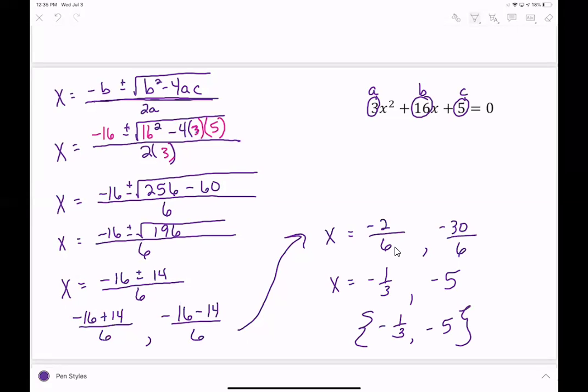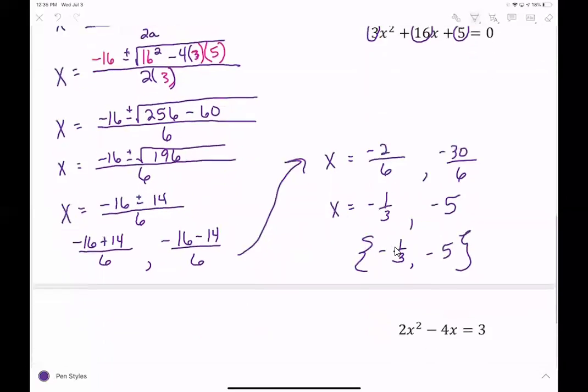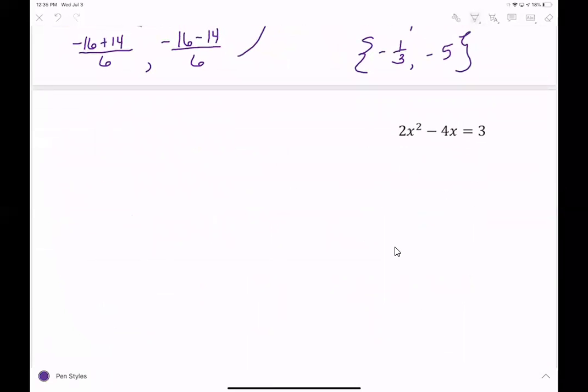But just showing you, if you couldn't, or if you didn't think it would factor, or you didn't want to try to see, you can always use the quadratic formula to get your answers here. It's just going to require you to do a little bit more work than what you would do with factoring.